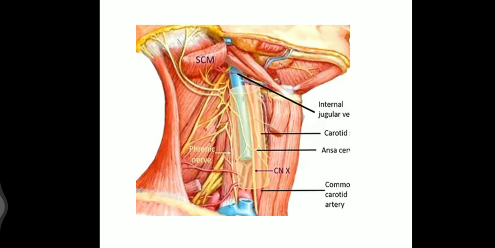So this is the diagrammatic representation of the carotid sheath, which is enclosing the vessels, and this one is the sternocleidomastoid muscle. This is the internal jugular vein, and this one is the internal carotid artery. This is the carotid sheath enclosing these structures. This enclosed sheath attaches from the base of the skull to the superior mediastinum.